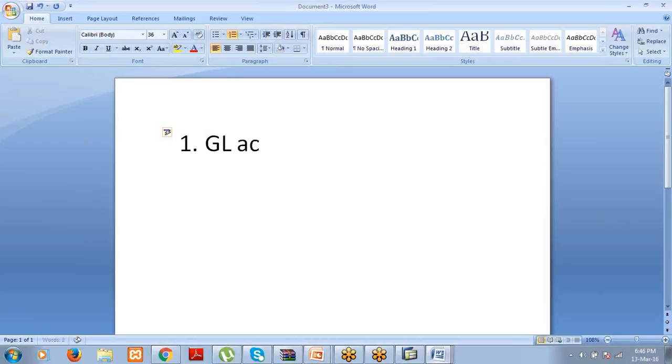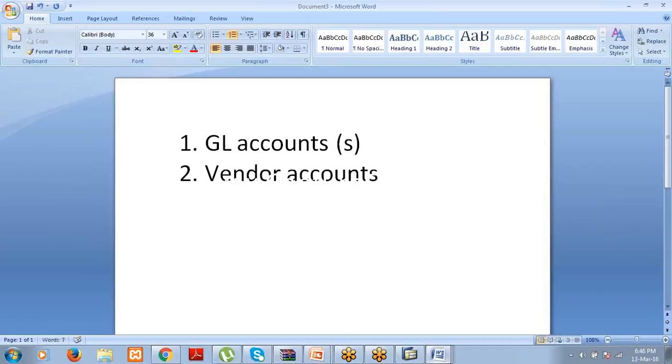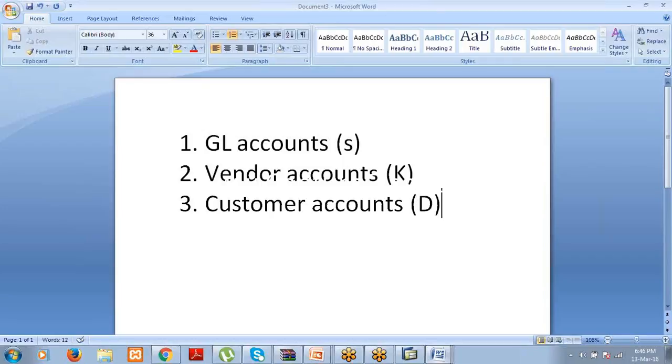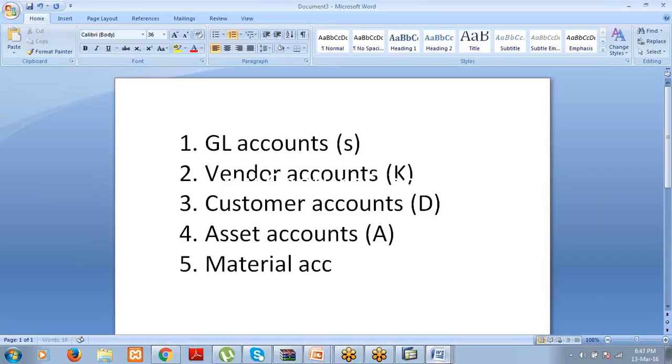Number 1, GL accounts, within brackets, S. So GL accounts are denoted with the letter S. Number 2, vendor accounts, within brackets, K. Number 3, customer accounts, within brackets, D. Number 4, asset accounts, within brackets, A. Number 5, material accounts, within brackets, M.